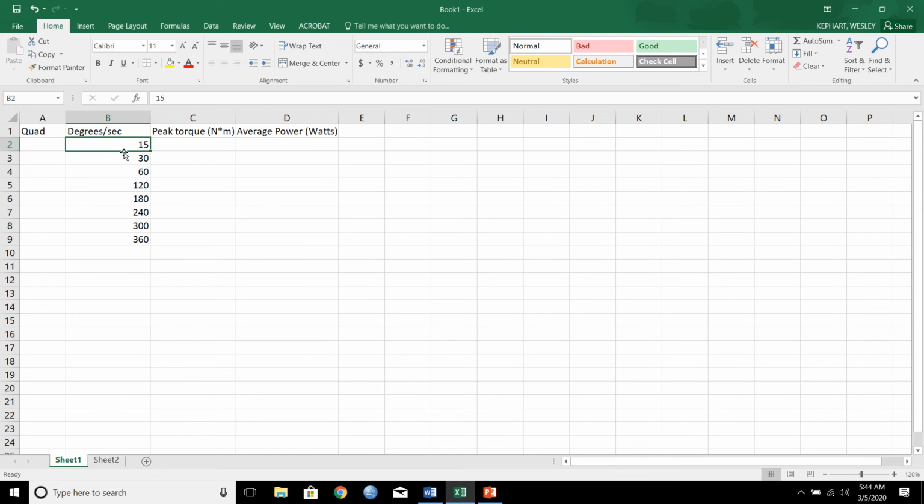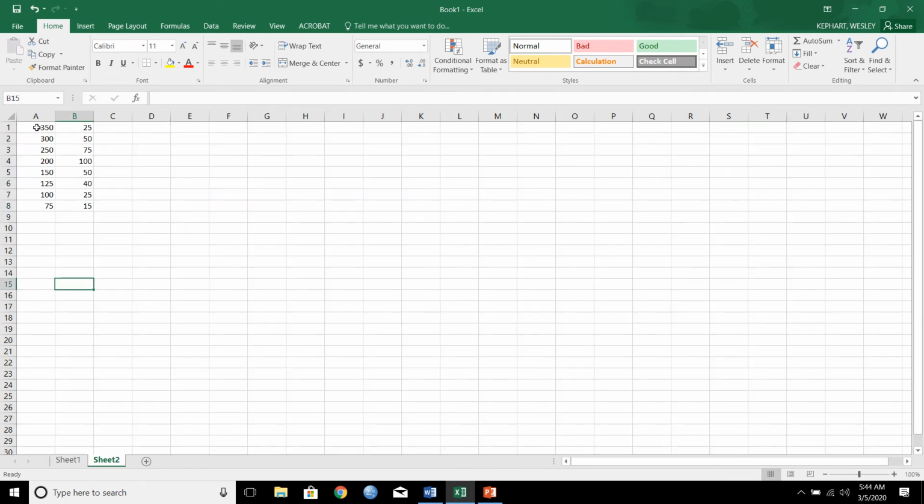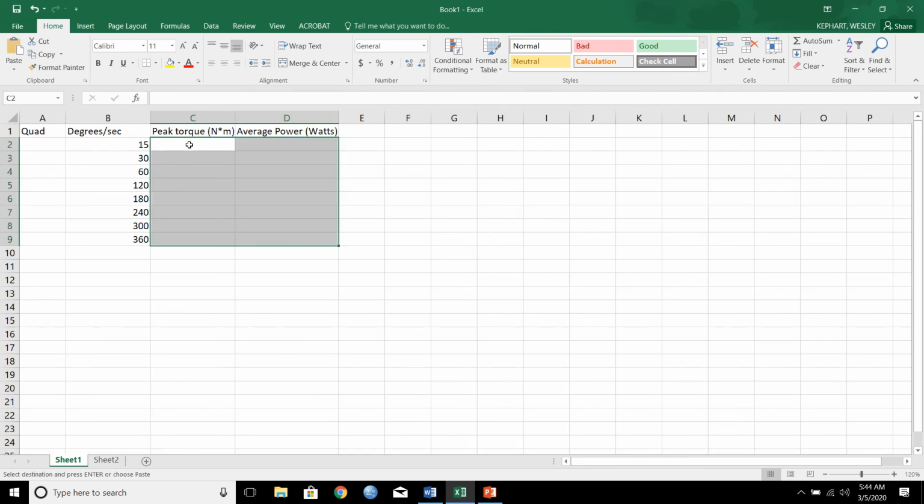So 15 degrees per second, 30, 60, 120, 180, 240, 300, and 360. So really how this is going to look, fairly slow, all the way down to 360, which is going to be really fast. And the graphs that I'm going to expect you to make, I'm just going to make up some hypothetical numbers right here that you can enter these in if you want, but we will be measuring whatever the individual in your group actually does.